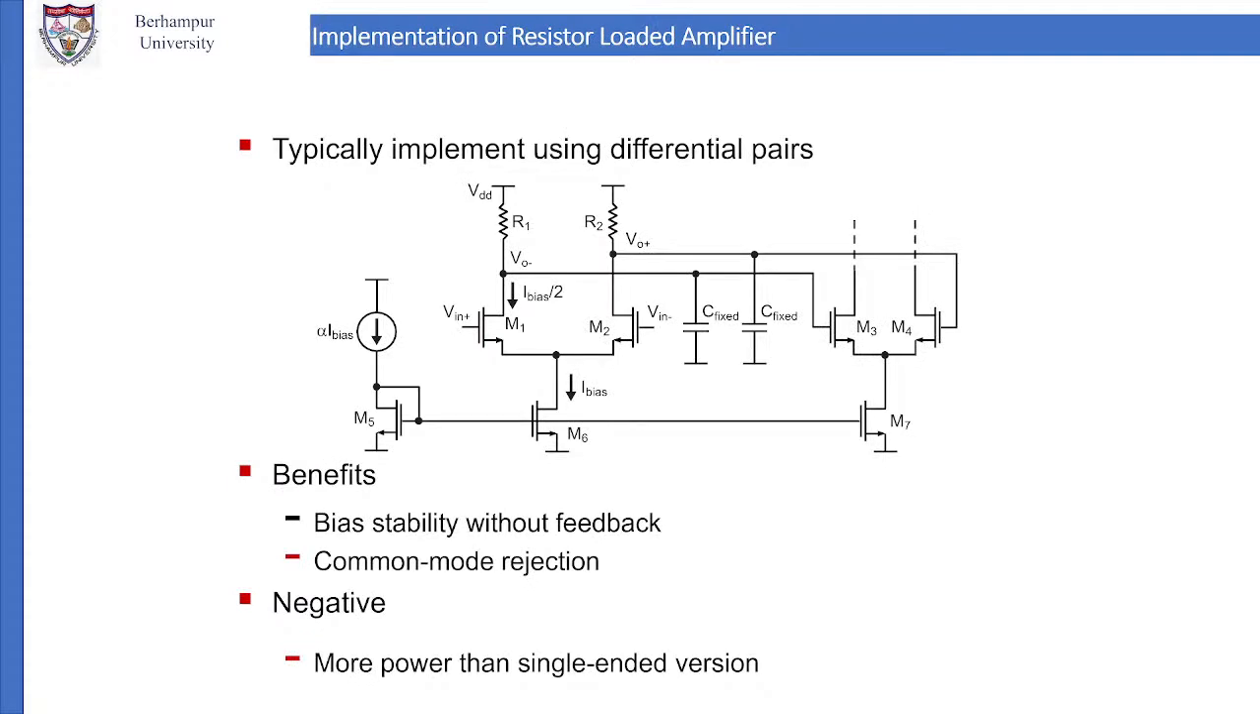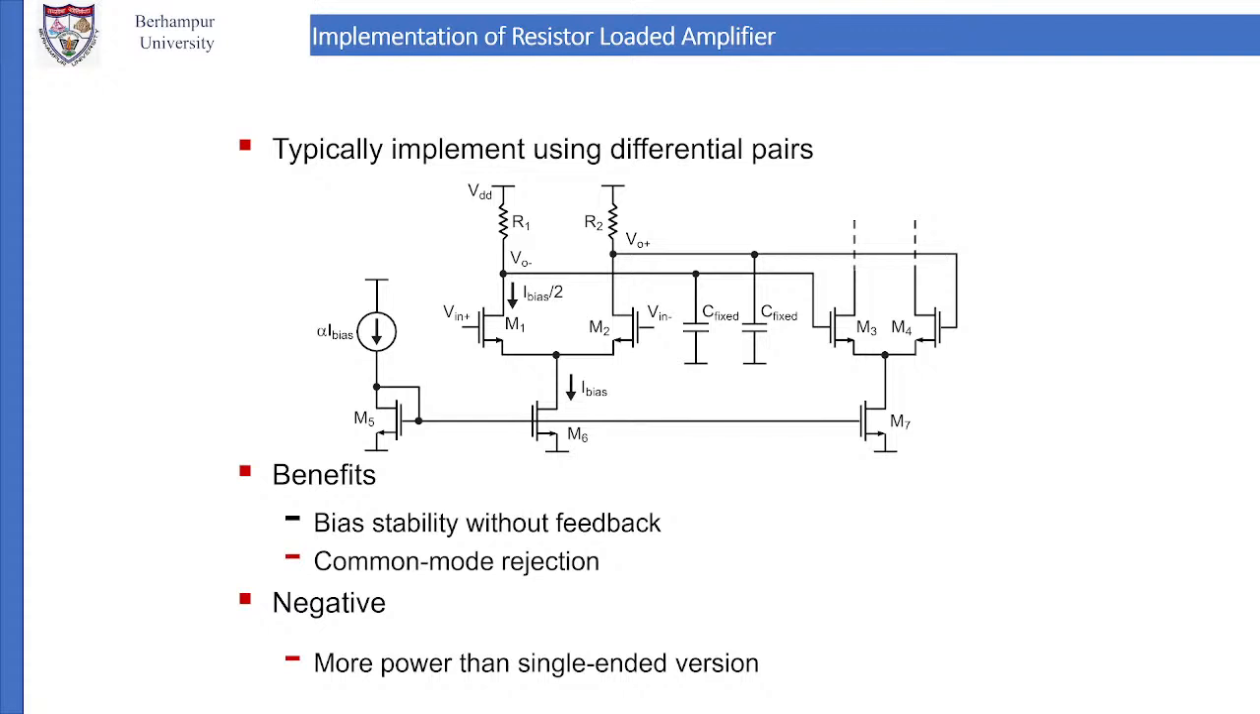Now, how are we going to implement the resistor loaded amplifier? This is a typical circuit diagram of implementing a resistor loaded amplifier. Here you can see the two resistors which are loaded with the amplifier, R1 and R2. Those two are loaded here, and you can see the total amplifier circuit. How many transistors are we using? You can count: 1, 2, 3, 4, 5, 6, 7. Seven transistors are used.